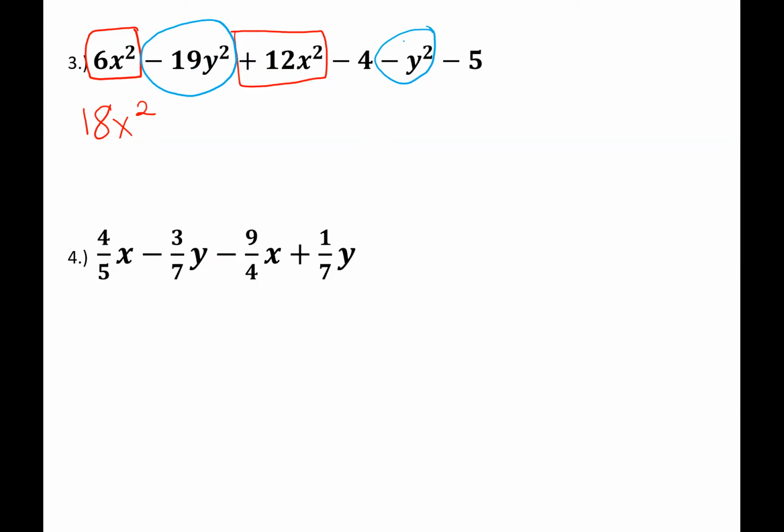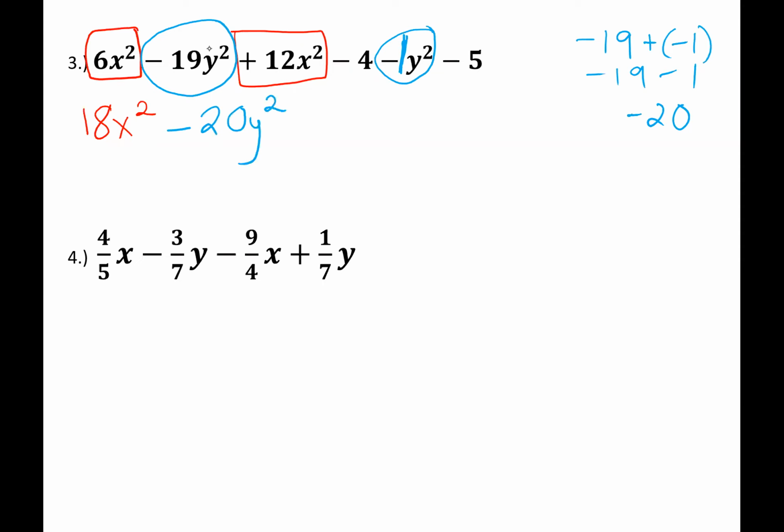I'm going to put a 1 in front of that y squared. So when you combine these, think of it as negative 19 plus negative 1, or negative 19 minus 1. Same thing. You get negative 20. Both of those numbers are negative, so I will add and keep the negative sign. So I'm getting negative 20. So what that means is my next term is minus 20y squared.